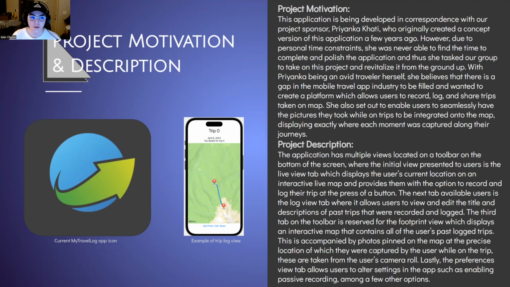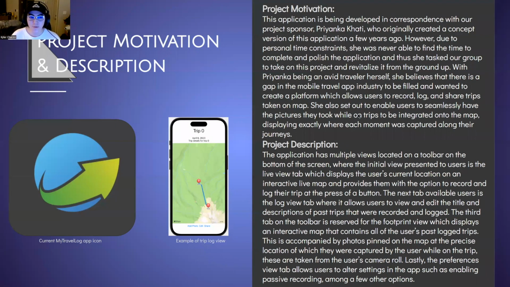So the project description, looking at the app, there are multiple views available to the user. It initially opens up on the live view, which shows the user in whatever location they're in, and if they've started a travel log, it'll show that current log. And then there is the log view, which shows a list of all the logs that you've taken, and you could click in there. This is an example of it right here. And then after that, there's a footprint view, and in there you can see a whole map full of all the logs you've taken. And you can also implement photos that you've taken and get them mapped out onto the map there.